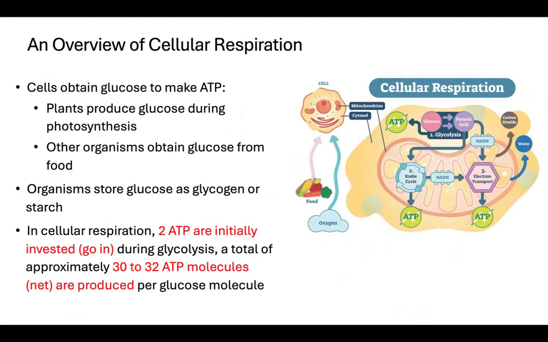So, just an overview. Our bodies are going to somehow need to acquire glucose to make this chemical, to make ATP. We know that plants produce it through photosynthesis. We're going to touch on photosynthesis later. All other organisms have to attain it through food, and in our case, that is going to be plants, right? And we can store excess as glycogen, or starch if it's plants. And we're going to see that it takes ATP to make ATP.